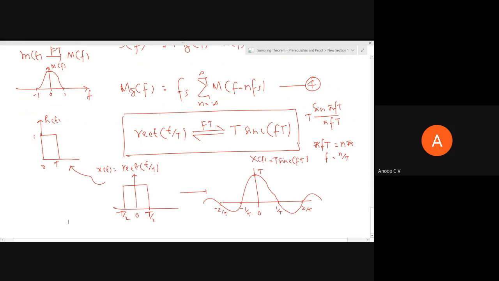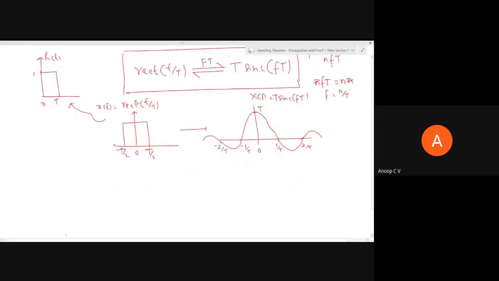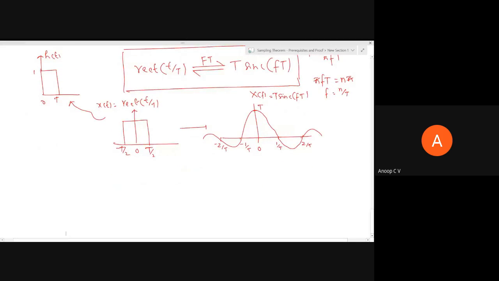So I think we can use the time shifting property of the Fourier transform and find the Fourier transform of h of t. This h of t is nothing but 0 to T. So I'll write h of t as x of t shifted right by an amount T by 2. Then what will be the Fourier transform of this?